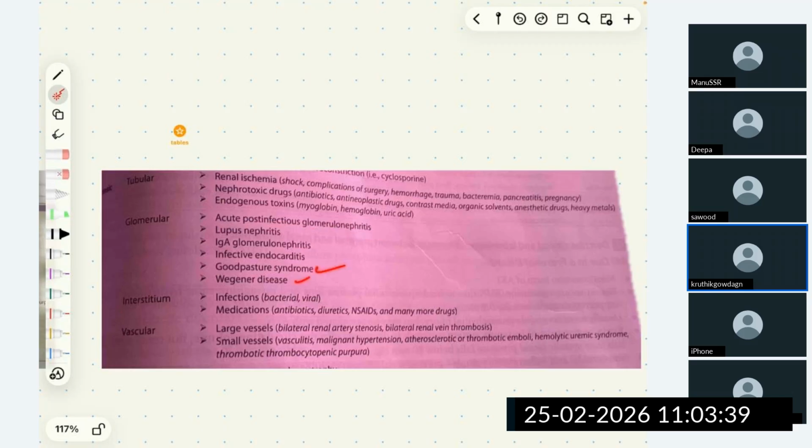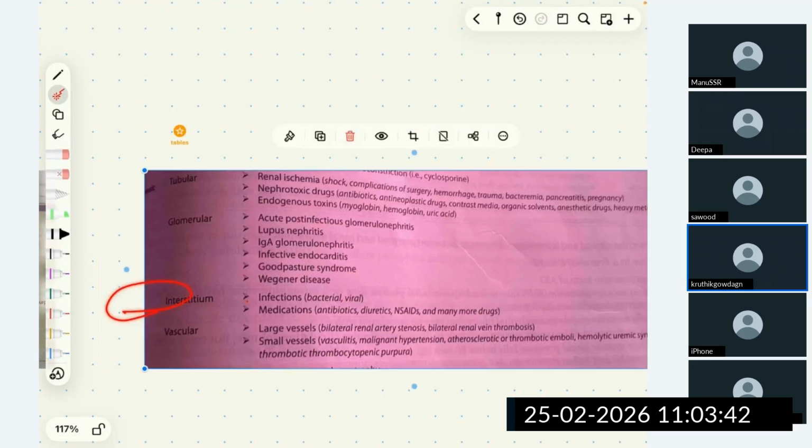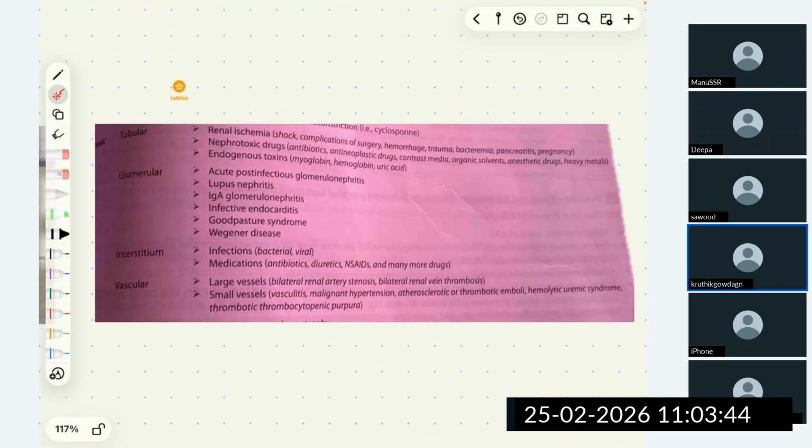Interstitial causes are infections and medications. And then vascular causes are bilateral renal artery stenosis, bilateral renal vein thrombosis, and small vessel diseases like vasculitis, malignant hypertension, atherosclerosis, HUS. Here I am simply mentioning all these topics because each topic is a short essay in itself. So I am simply briefly mentioning these causes. We will see each of the causes, why they lead to acute kidney injury, and how the pathophysiology goes, as we discuss the topics.